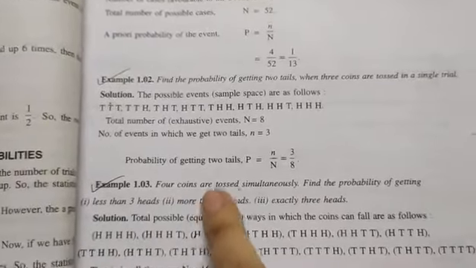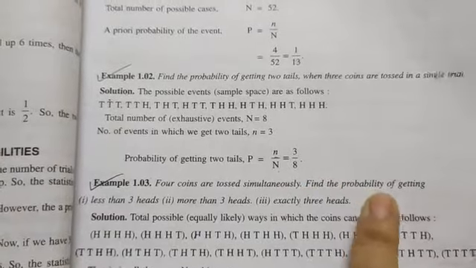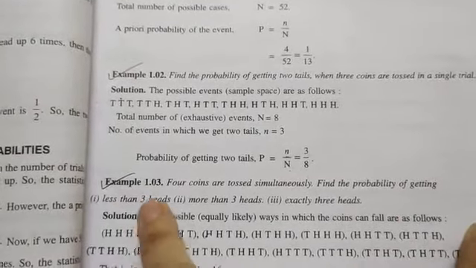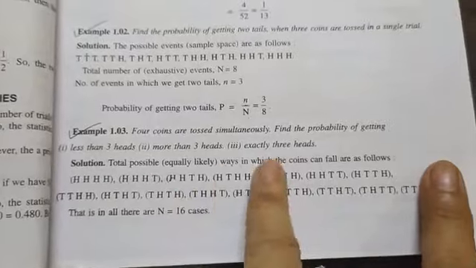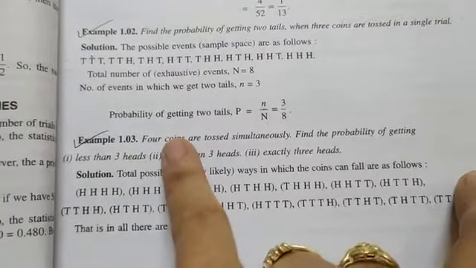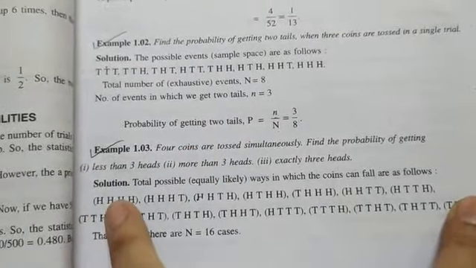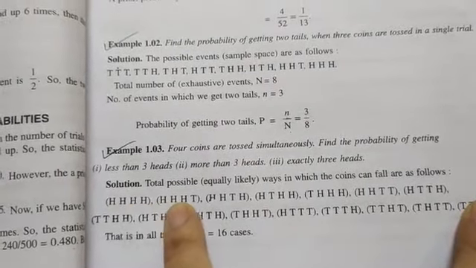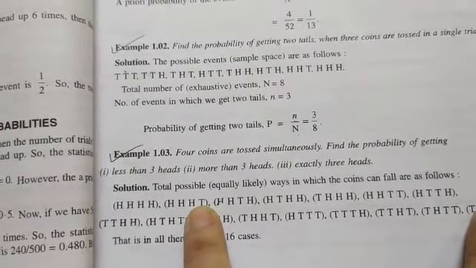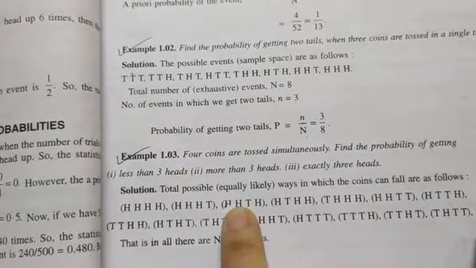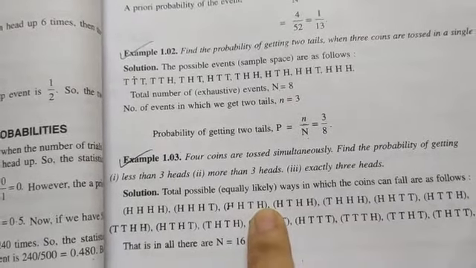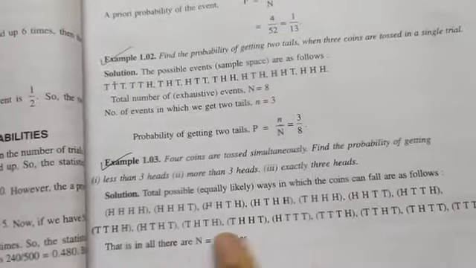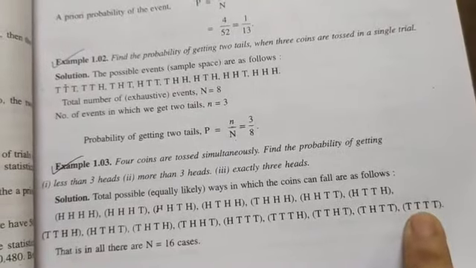Similarly, 4 coins are tossed simultaneously. Find the probability of getting less than 3 heads, more than 3 heads, exactly 3 heads. So make a sample space first of all. What is the total number of cases possible when 4 coins are tossed together? It may be all the 4 coins showing head up. 3 coins are showing head up, whereas 1 coin is showing the tail up. 2 coins showing head up, third coin is showing tail up, and the last coin is showing head up, and so on. Last event is all the 4 coins are showing the tail up.